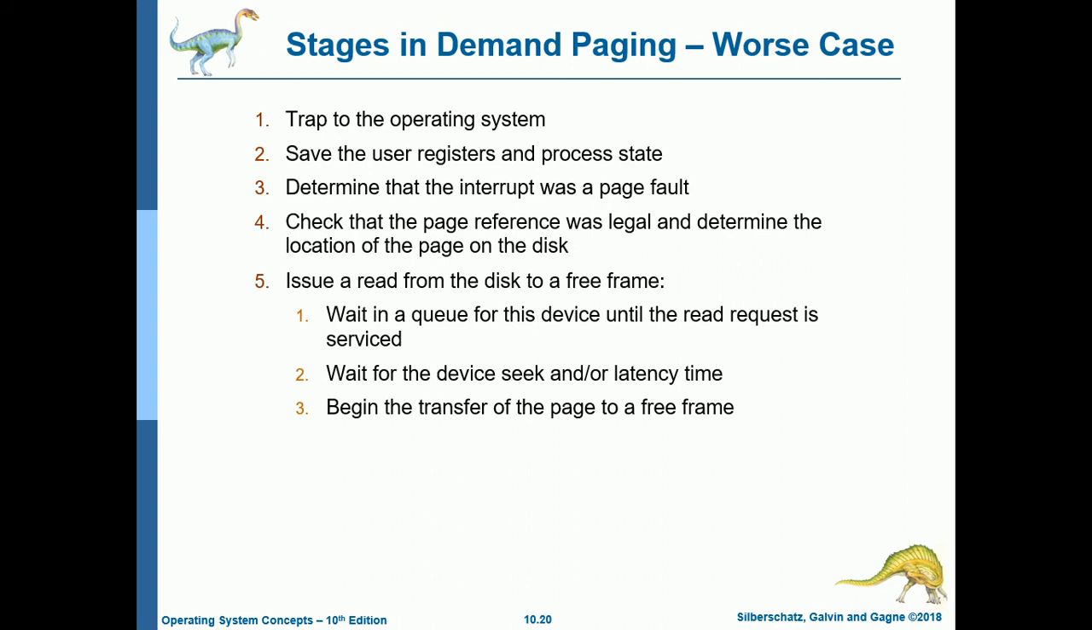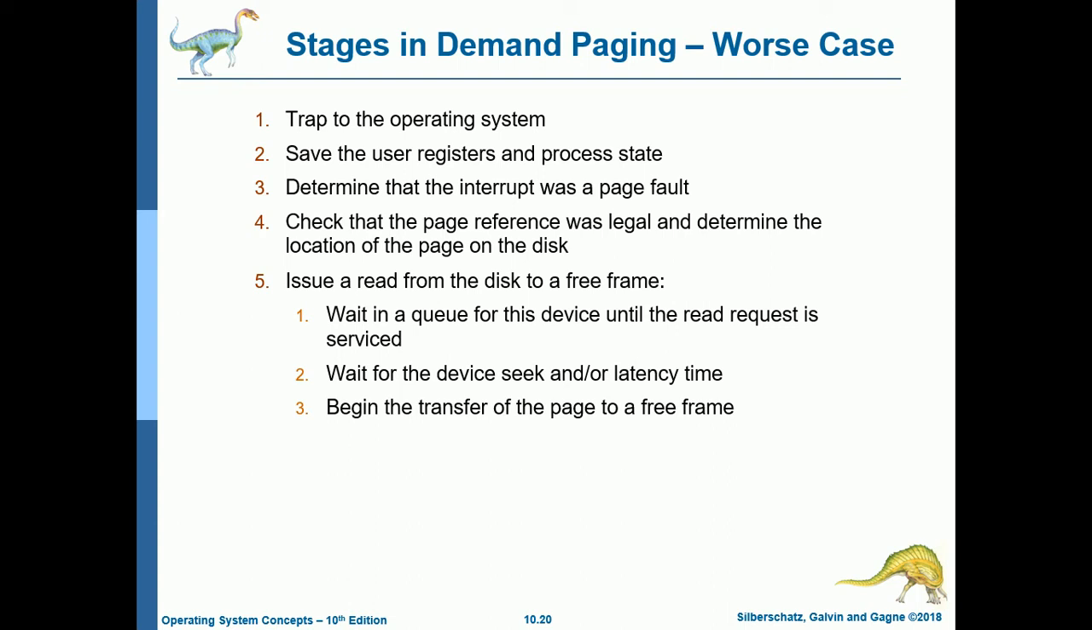Next are the stages in demand paging, the worst case. Number 1, trap to the operating system. Number 2, save the user registers and process state. Number 3, determine that the interrupt was a page fault. Number 4, check that the page reference was legal and determine the location of the page on the disk. Number 5, issue a read from the disk to a free frame. Step number 5 is divided into three steps.